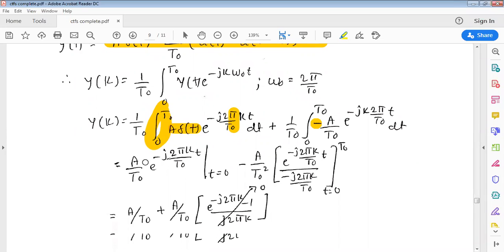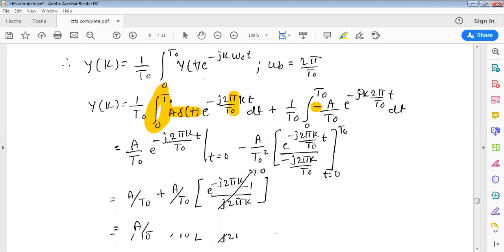This t naught is downwards, a is here, e power minus j 2 pi by t naught into kt at t equal to 0, minus a by t naught square. I have the integral of this one. What is the integral of e power minus jx? e power minus jx divided by minus j. So minus j into k 2 pi by t naught, minus jk 2 pi by t naught you have here, from the limit 0 to t naught.